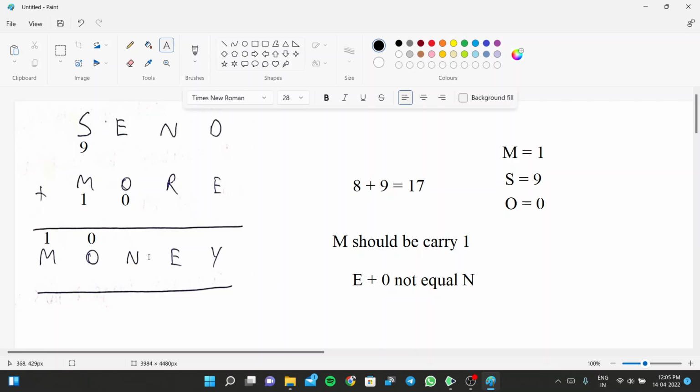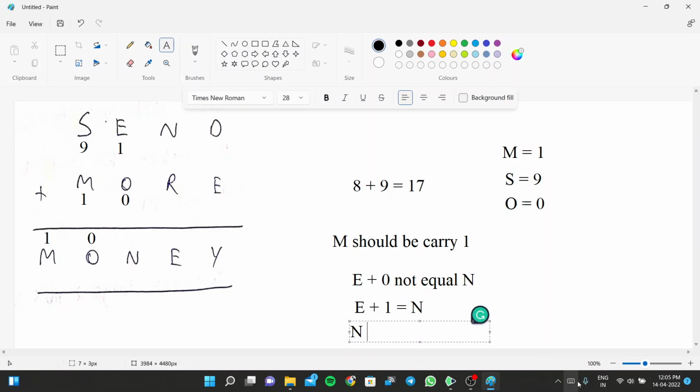But from here we can make another observation: we need to have some carry value here also. Then only can we complete this. 1 plus 0 gives me N, but here we need something like a carry. So E plus 1 is equal to N. Maybe this makes some sense. Now here we can build up the relation: N plus R gives me E.